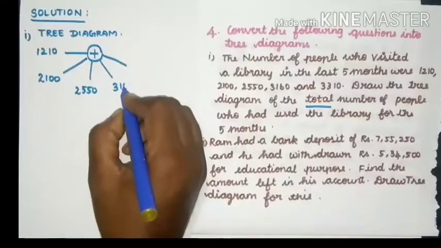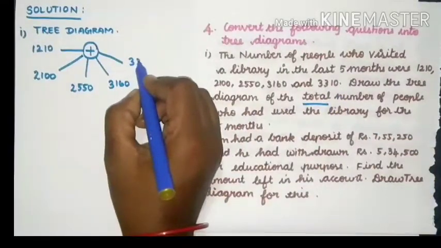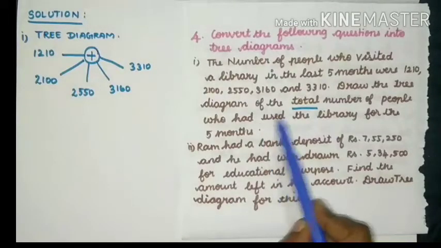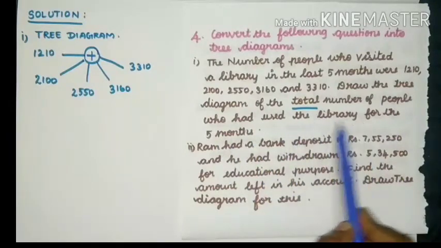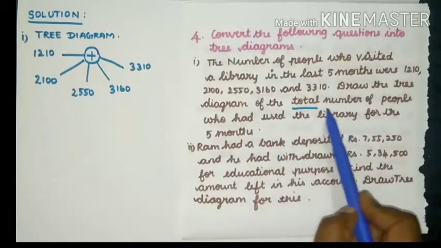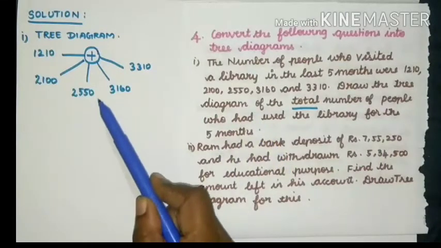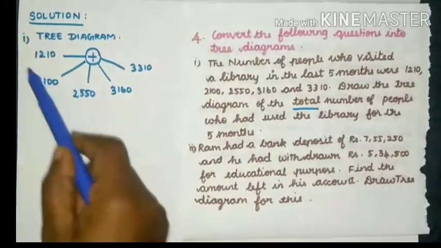The fifth month, 3310 people visited. Students, note it carefully. In this question, they are asking to find the number of people who had used the library for the 5 months using the tree diagram. So, you have to draw the tree diagram and write the number of people.